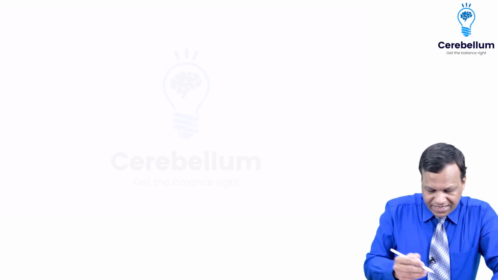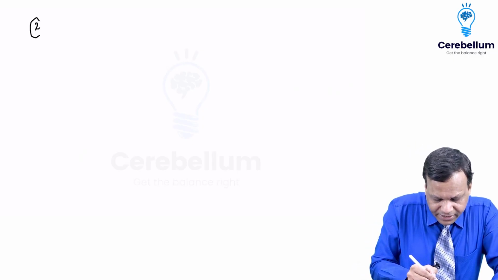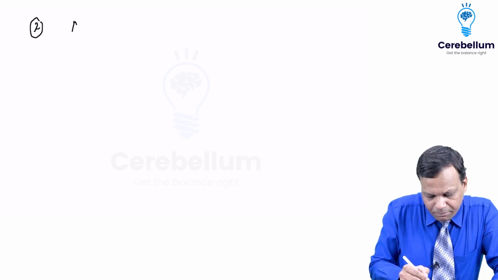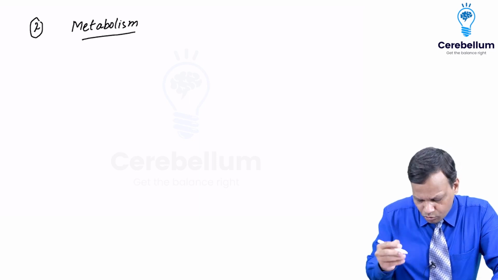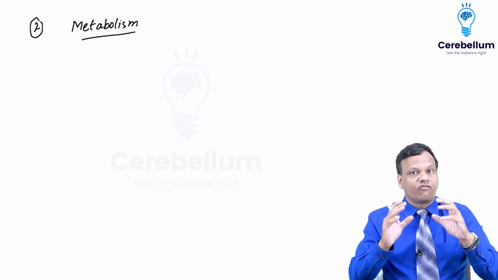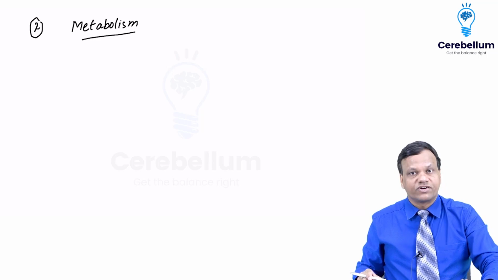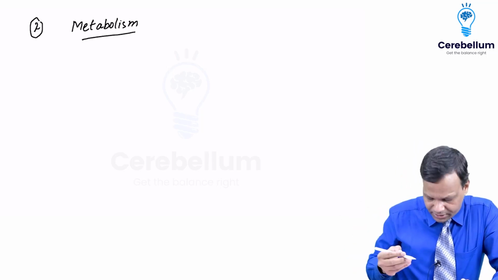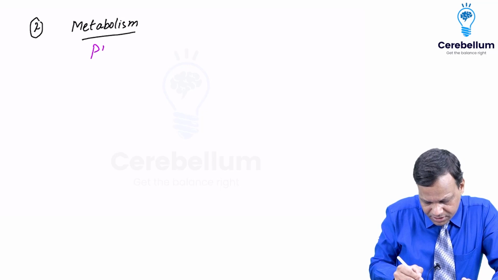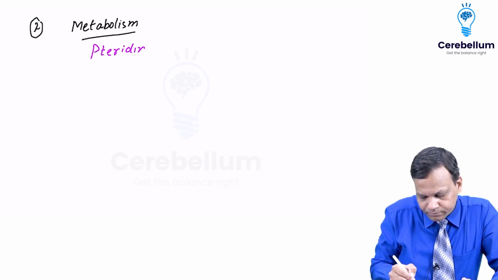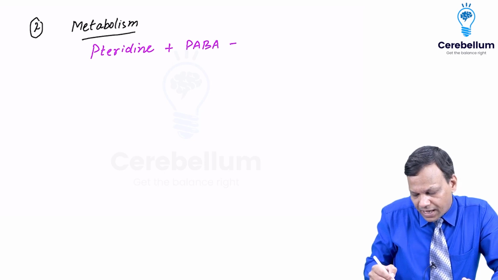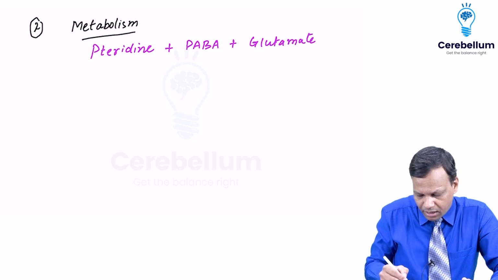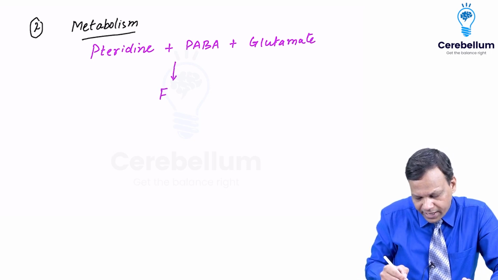So now moving to the second mechanism in the other category, that is drugs affecting metabolism. Drugs affecting metabolism, and the most important metabolism is that of folic acid. So first we'll discuss how folic acid metabolism occurs. Three substances: pteridine, para amino benzoic acid, and glutamate.